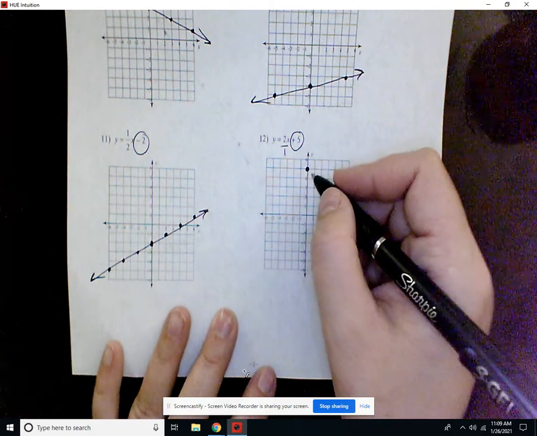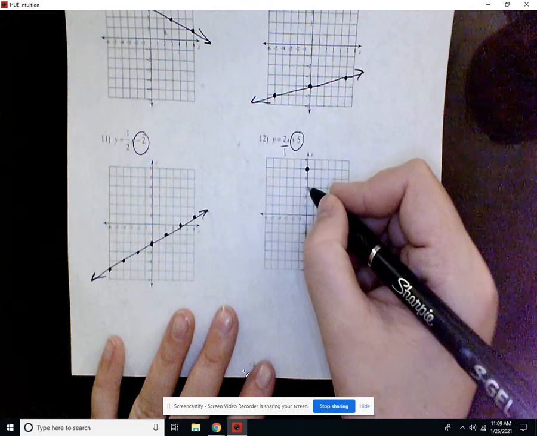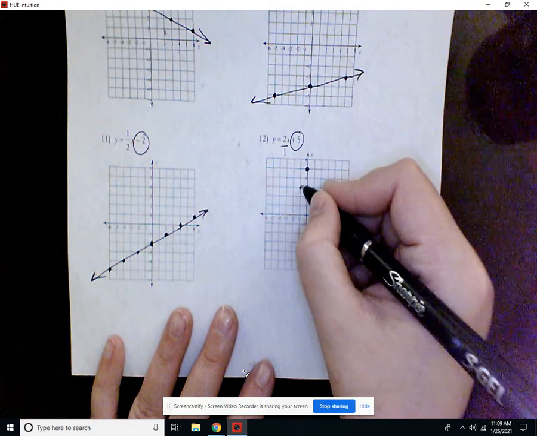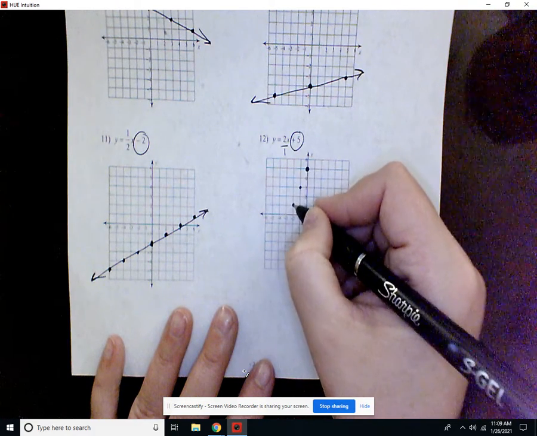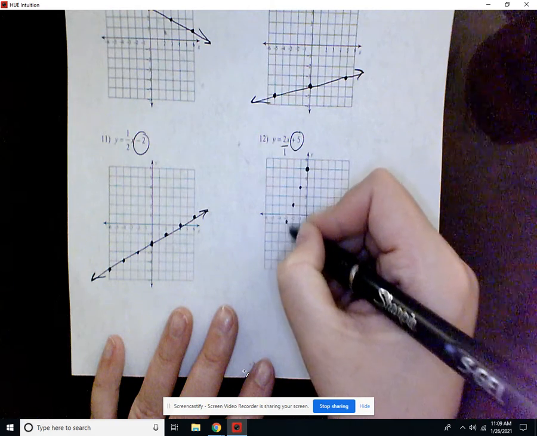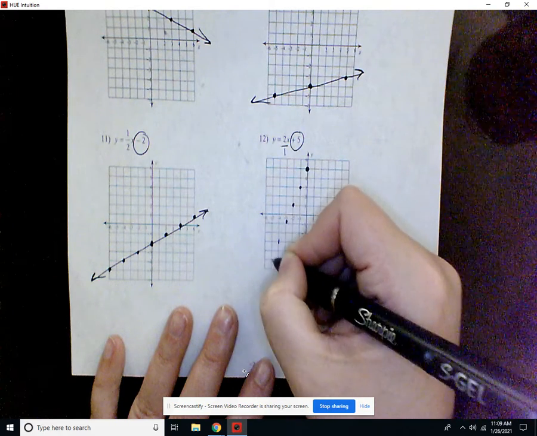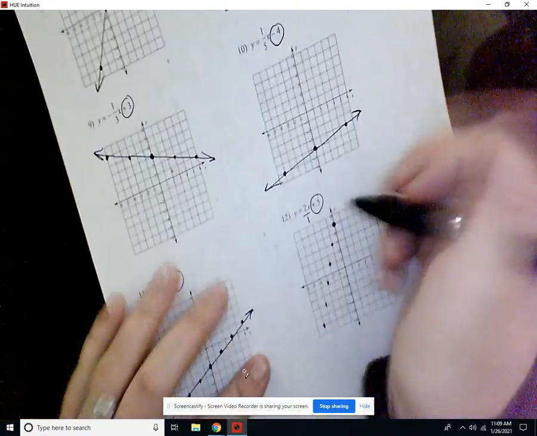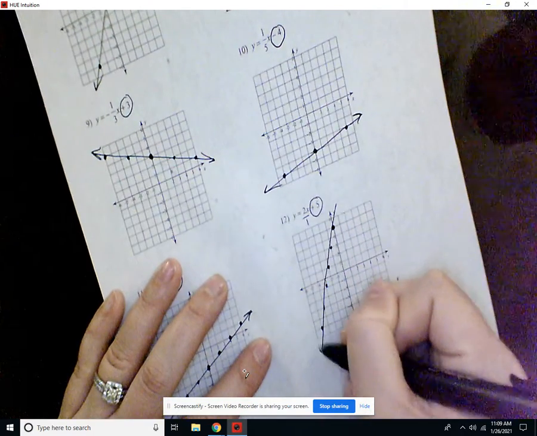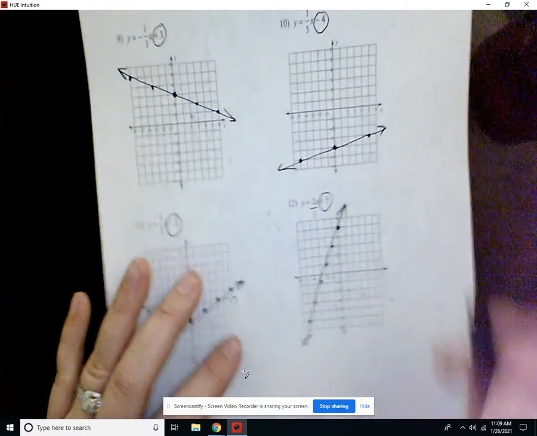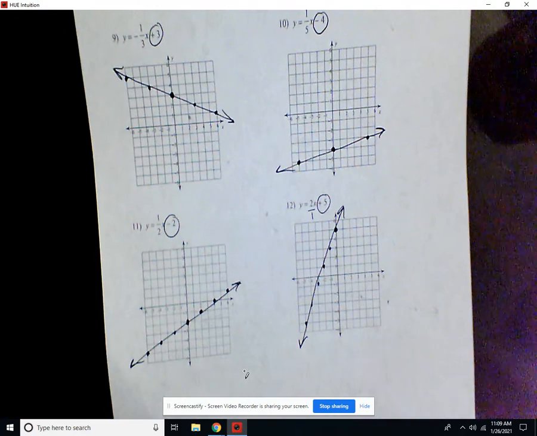So we're going to do the opposite. So we're going to go down 2, and then to the left 1. Down 2 to the left 1. Down 2 to the left 1. We'll keep going. So there's our line. Connect our dots. All right, for your homework, you are going to be doing an elf puzzle.